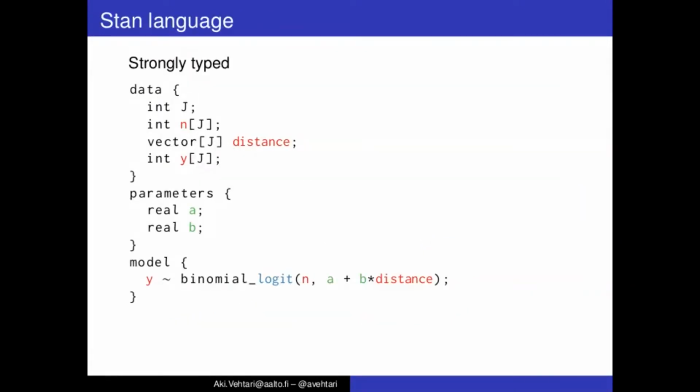A bit more about the Stan language. It's strongly typed. Here you can see a data description block, and you can see there are integer and vector types. There's a parameter block with real types, and all this strong typing makes it much easier to catch errors in your model building, so that you will get an error warning instead of just failing your computation and getting garbage out.